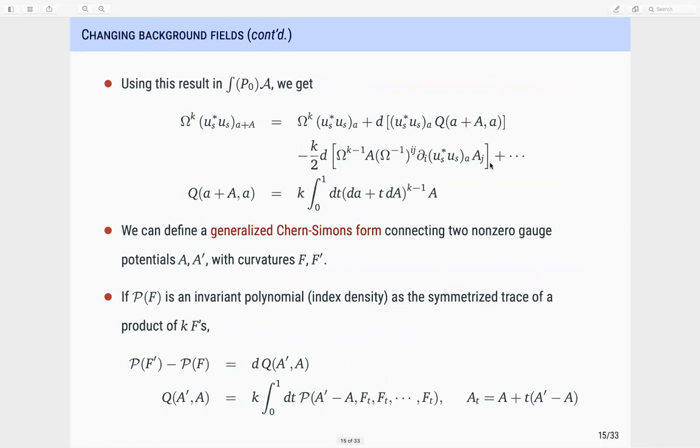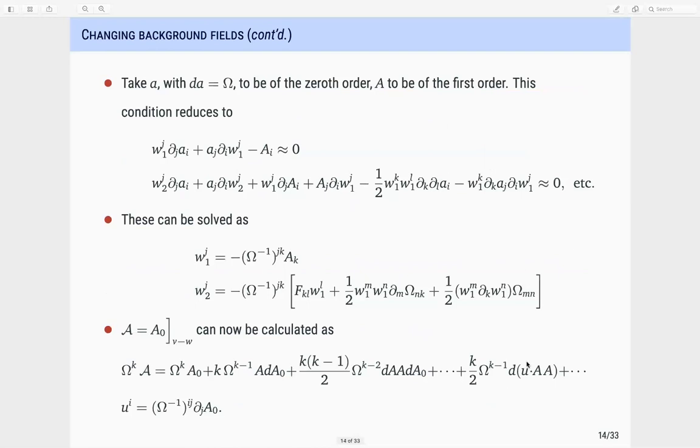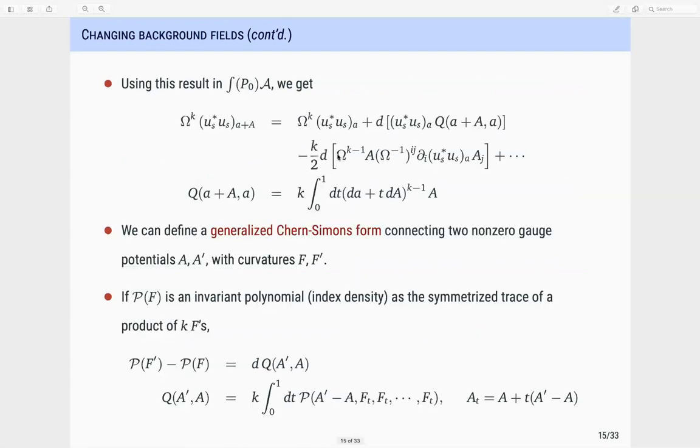And then there is the second series coming from this set of terms here. Okay, it looks simple. The summed up version tells us that the difference between the u's with a changed background compared to the original background is d of something, which involves the u star u itself, and an expression q, which is given in this formula here, okay? So what is this q? Okay, I claim that that is a generalized Chern-Simons form, which connects to non-zero gauge potentials. Okay, so let me define what I mean by that.